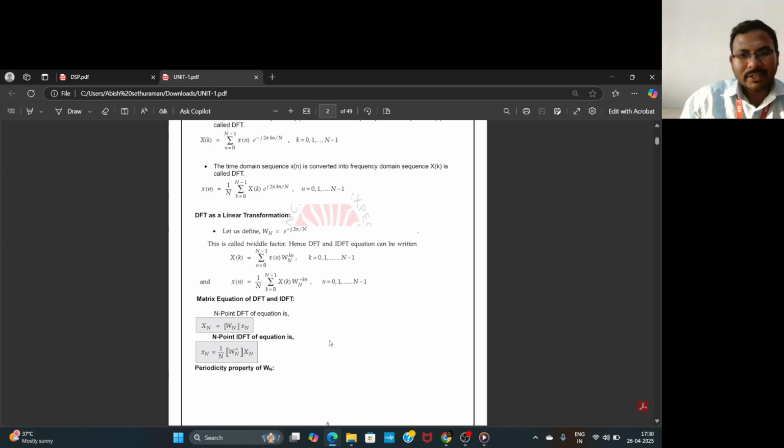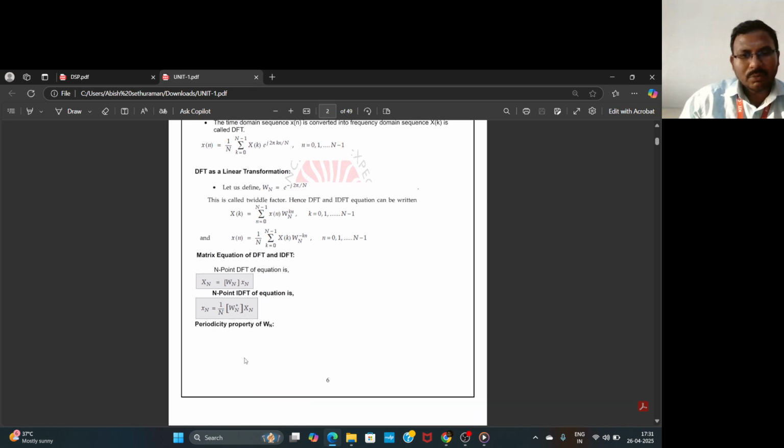The next one is the matrix equation. In this matrix equation we represent row and column wise. The N point DFT equation is capital X N equals W N, the twiddle factor matrix, multiplied by the input values small x of n, where capital N denotes the number of rows and columns. So this is the DFT formula. Likewise, the IDFT formula is small x N equals 1 divided by N, W N star, multiplied by capital X of N.